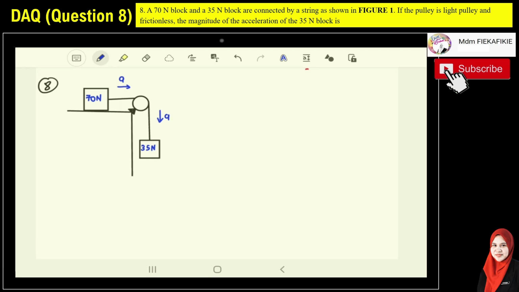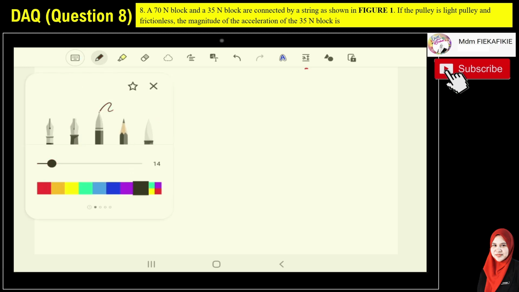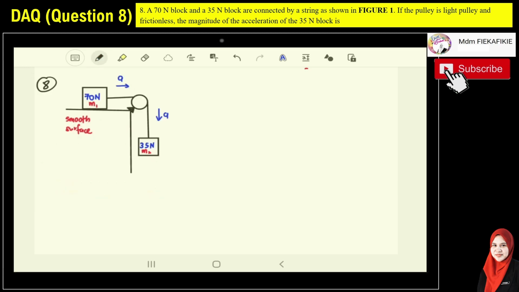When we read the question carefully, the surface is not mentioned. No coefficient of friction is given, so we consider it a smooth surface. For the second step, we need to draw the free body diagram for mass 1 and mass 2. I will put this as mass 1 and this is mass 2. Now I want to draw the free body diagram for M1.